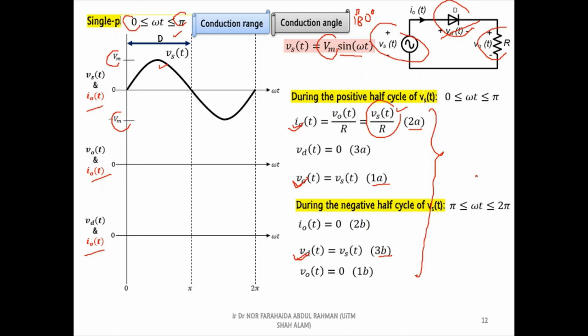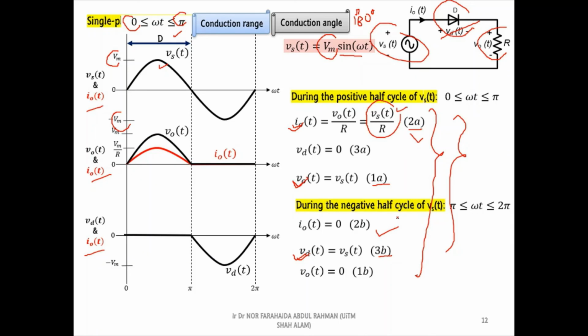Lastly, we will sketch the remaining waveforms using these equations. As discussed, we will start with the current waveform. Since the current equations shown in 2a and 2b are referring to the output current, hence, we will sketch the waveform on the middle axis. Next, on the bottom axis, we sketch the diode voltage waveform. Finally, on the middle axis again, we sketch the output voltage waveform.